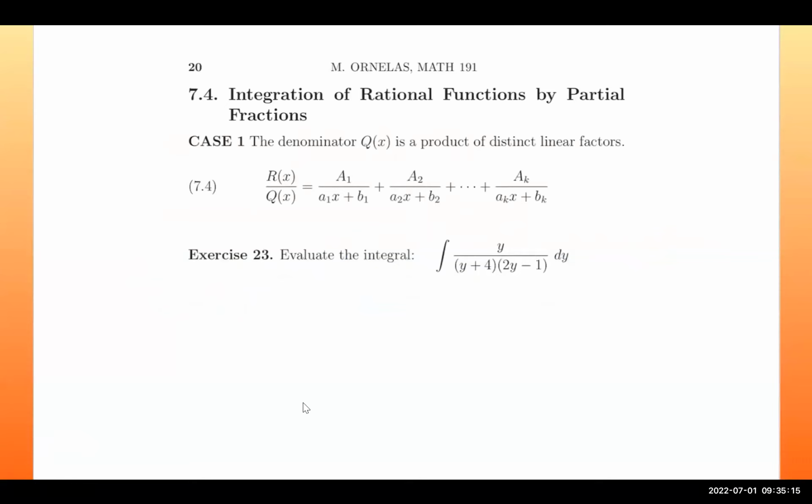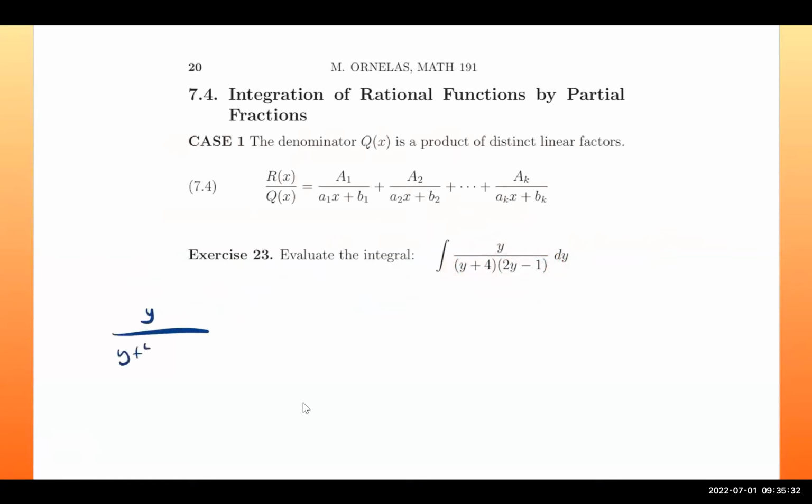This is section 7.4, integration of rational functions by partial fractions. In this section, there are going to be 4 different cases. Let's focus on the first case first. The first case is when you have linear factors in the denominator. So we have to break this up using partial fractions.